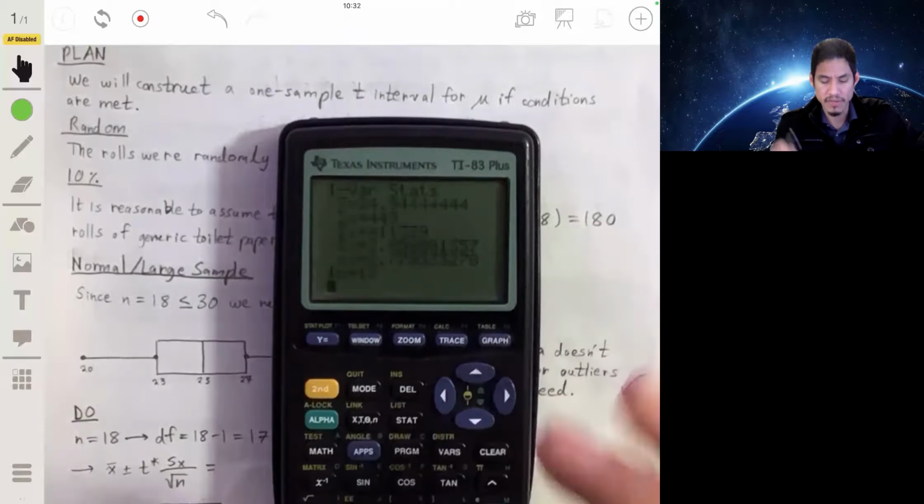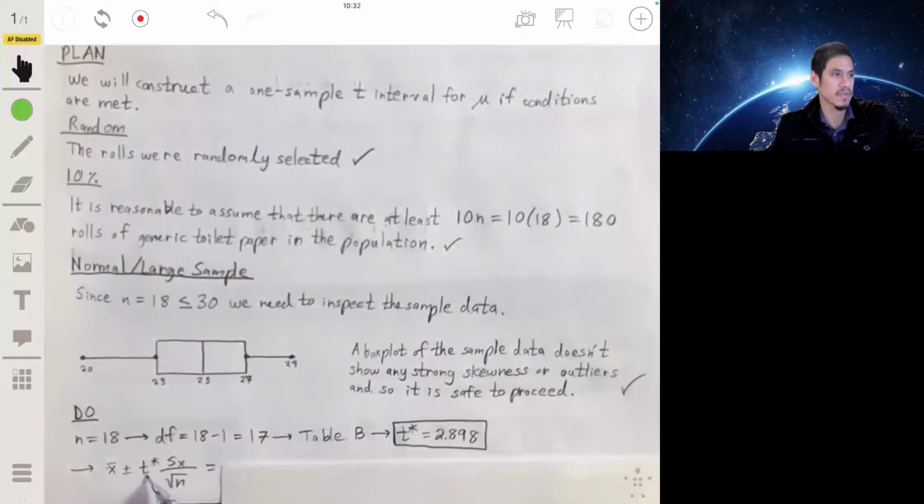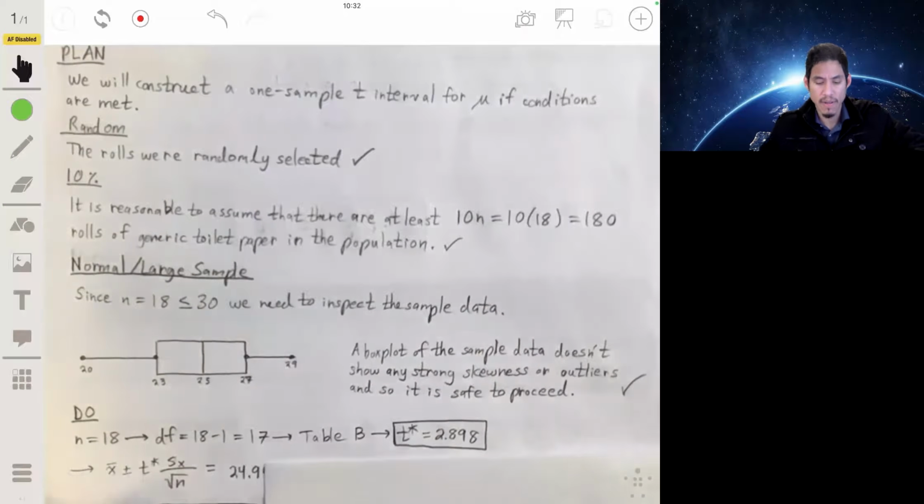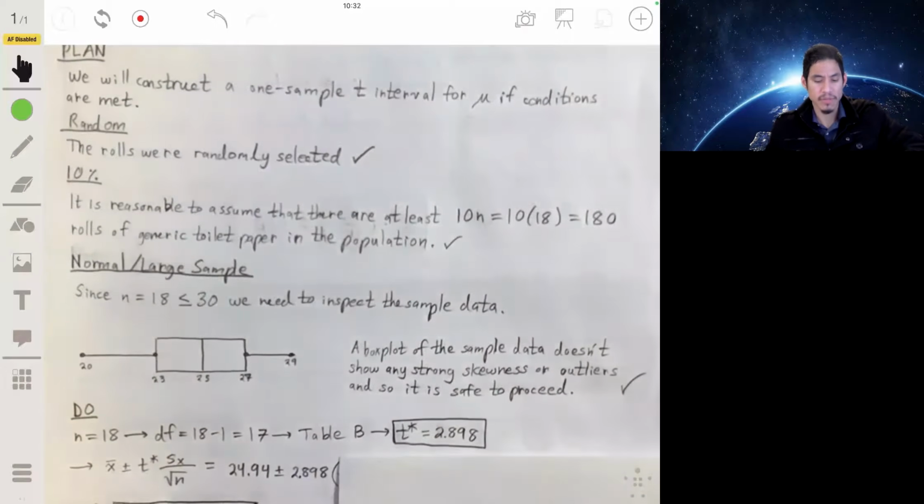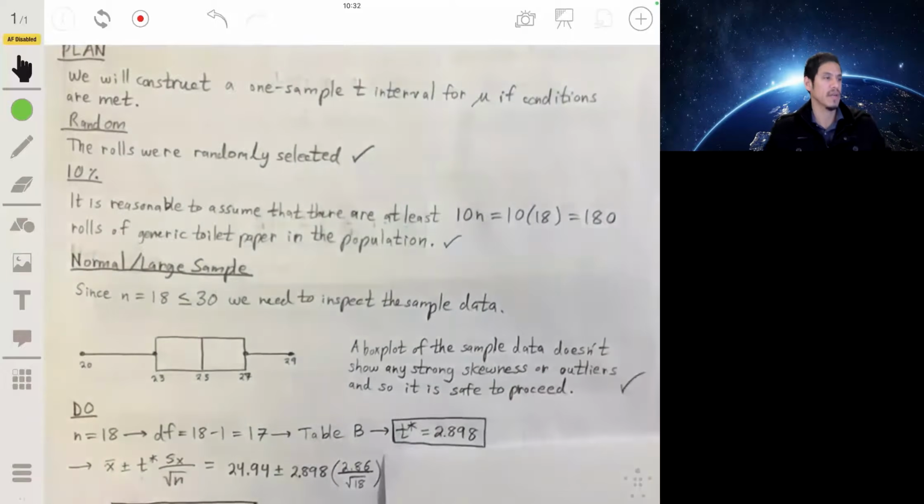I don't really need anything else of that, so I plug those in. Just make sure you do the calculation correctly. So 2.898 times 2.86 approximately, and your sample mean was 24.94. I just use my calculator.